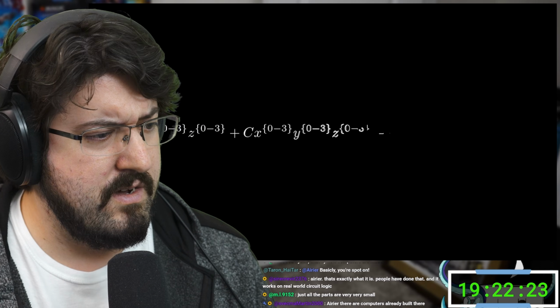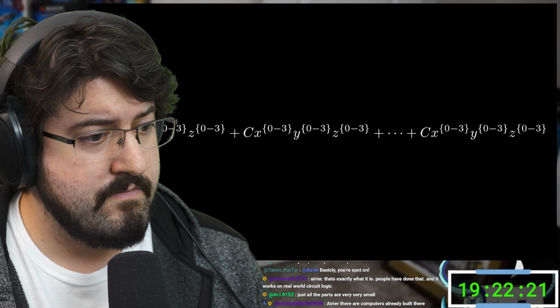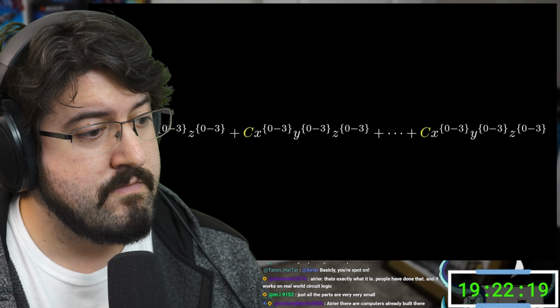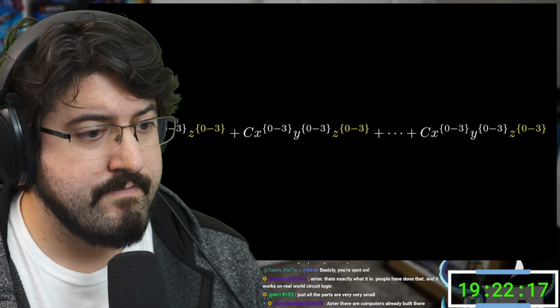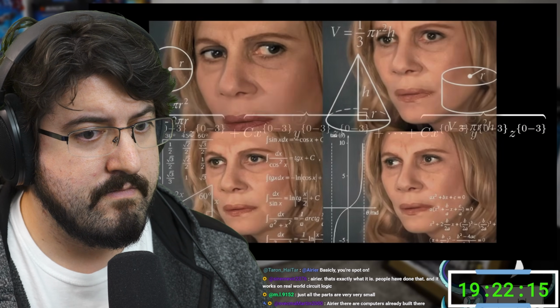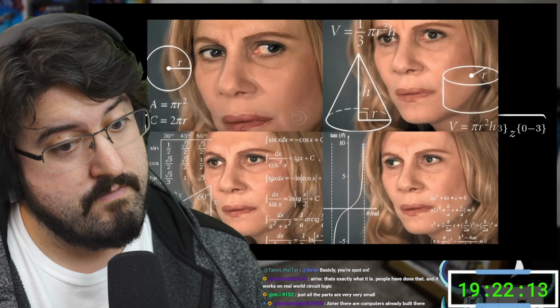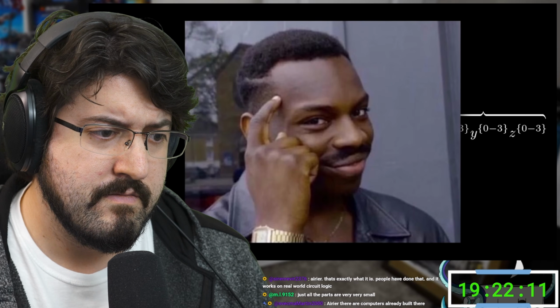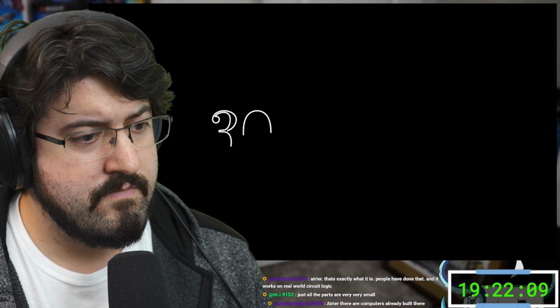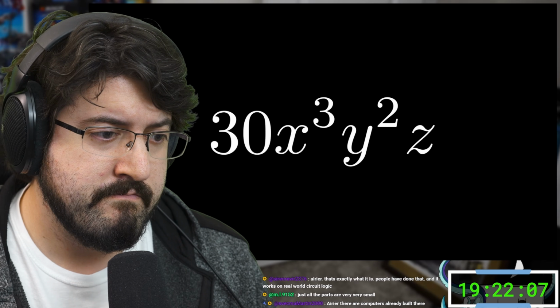As you know though, polynomials don't just have y. According to my format, they could also have a coefficient, x to a power, z to a power, and multiple terms. At first this looked like a lot of added complexity, but after thinking about it, we realized it kind of isn't. Say the polynomial is 30 x cubed y squared z.